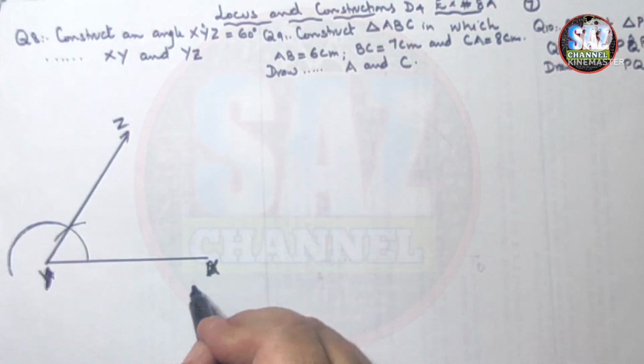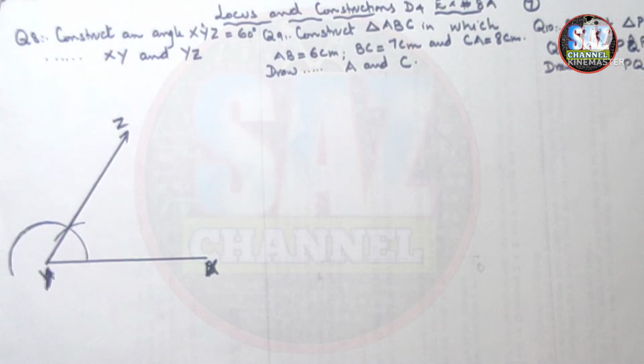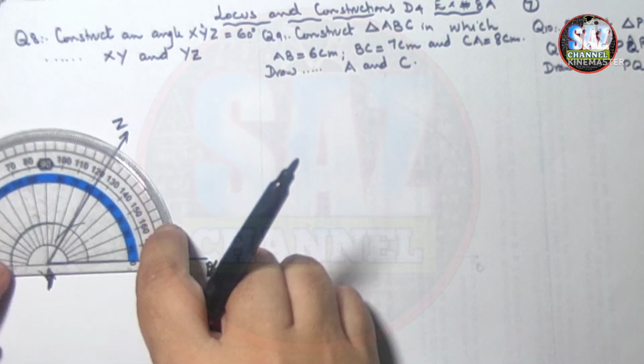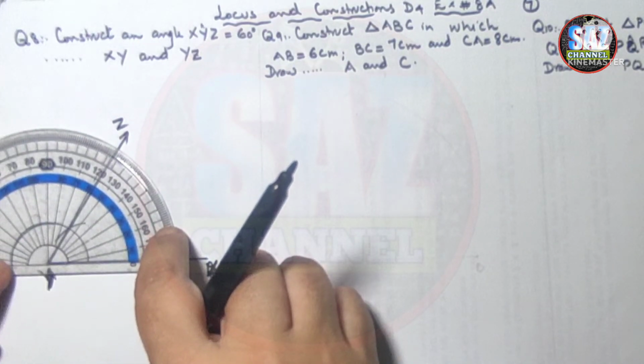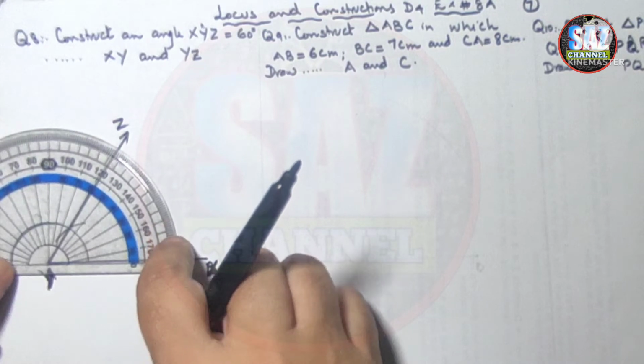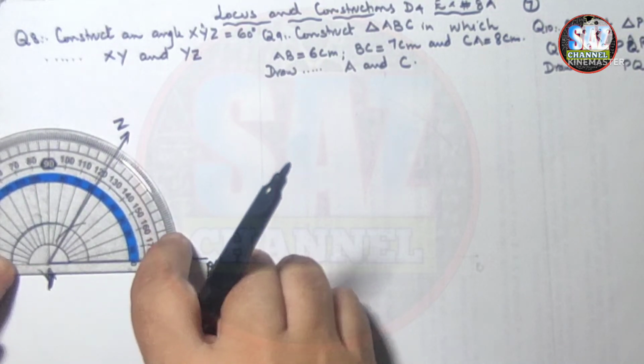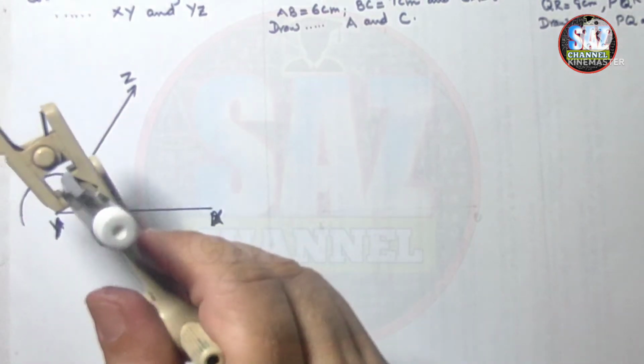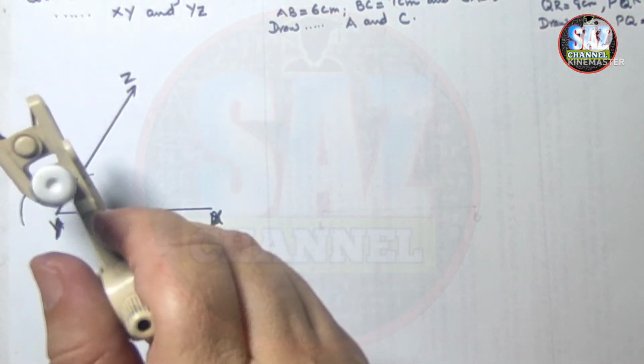So, for that purpose, we can keep the protractor over here, and look students, this is exactly 60 degrees. Okay. So, students, I hope you are clear that if you do not have the protractor with you during the exam, you can easily draw the angle with the help of a compass.